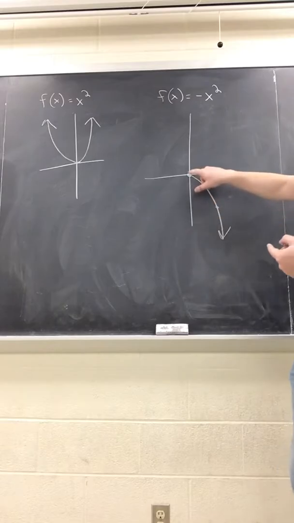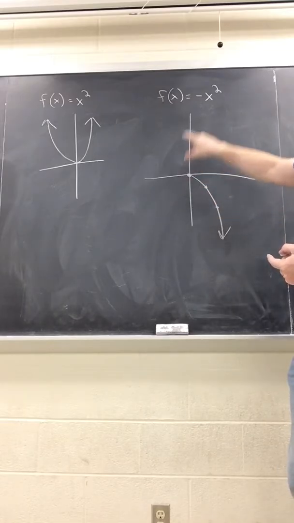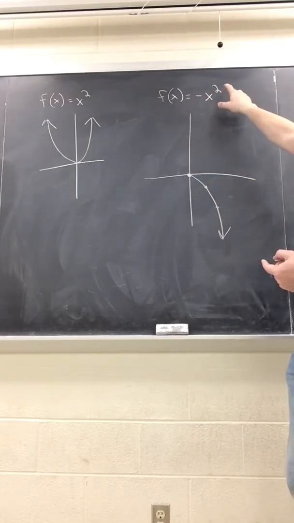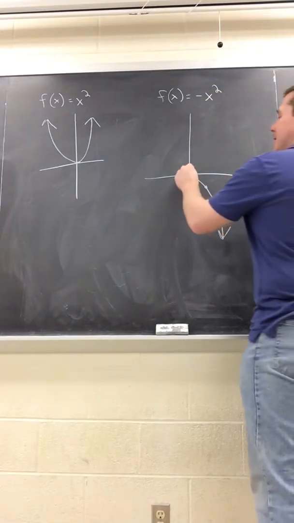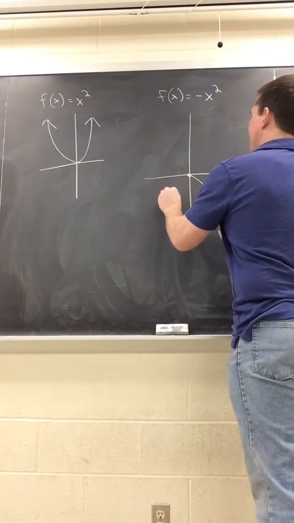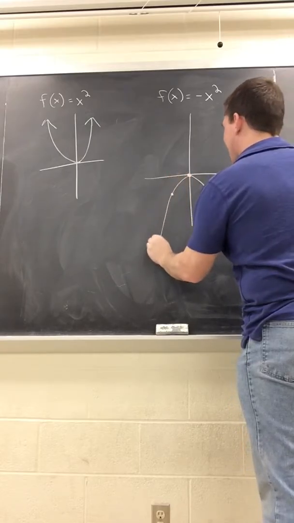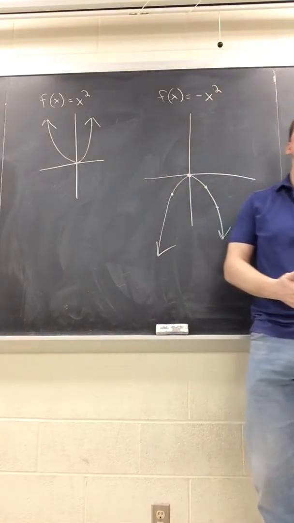But just to do it once, if you plug in negative 1, you get negative 1 squared, which is 1, and then make it negative, which is negative 1 again. So at negative 1, you get negative 1. And then we can see that, yeah, that's just a parabola turned upside down.